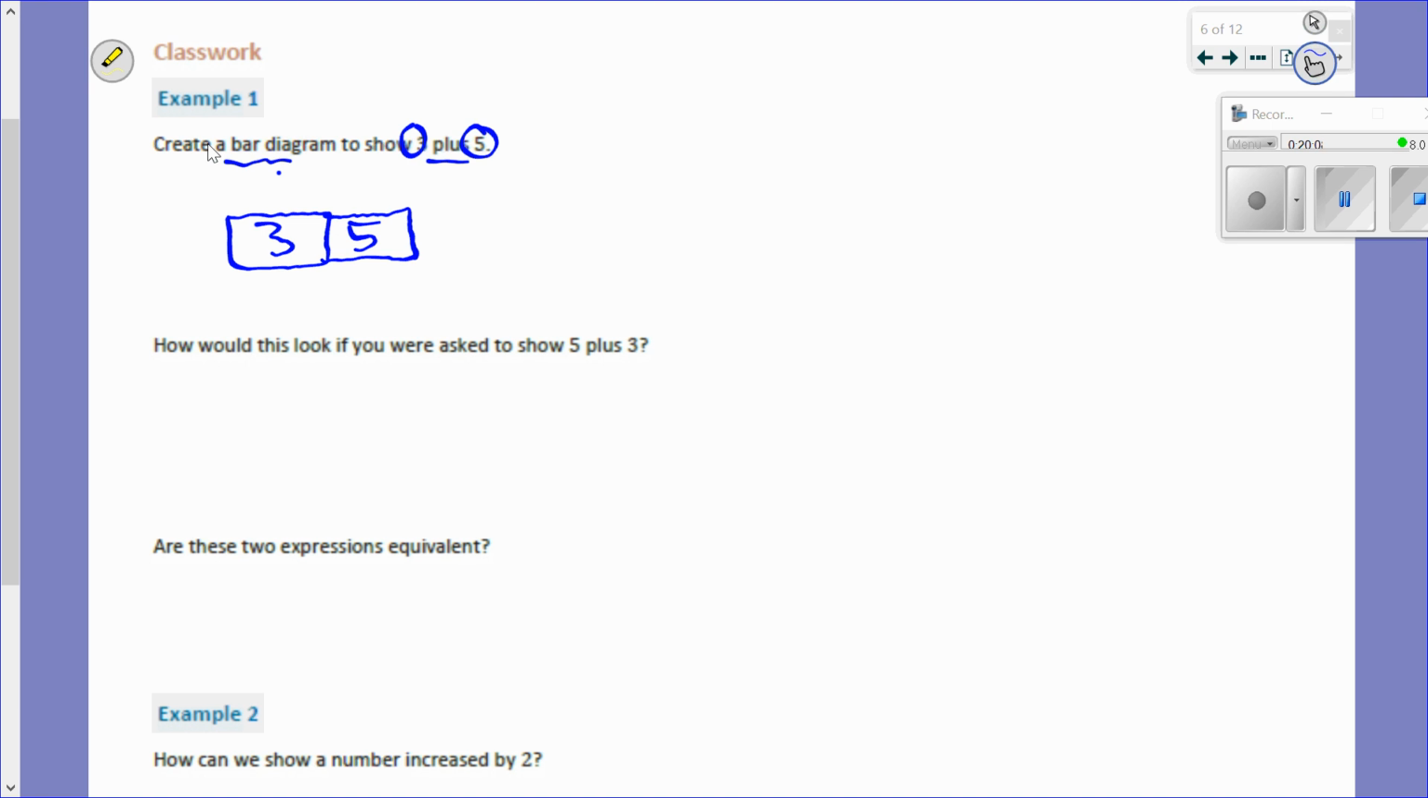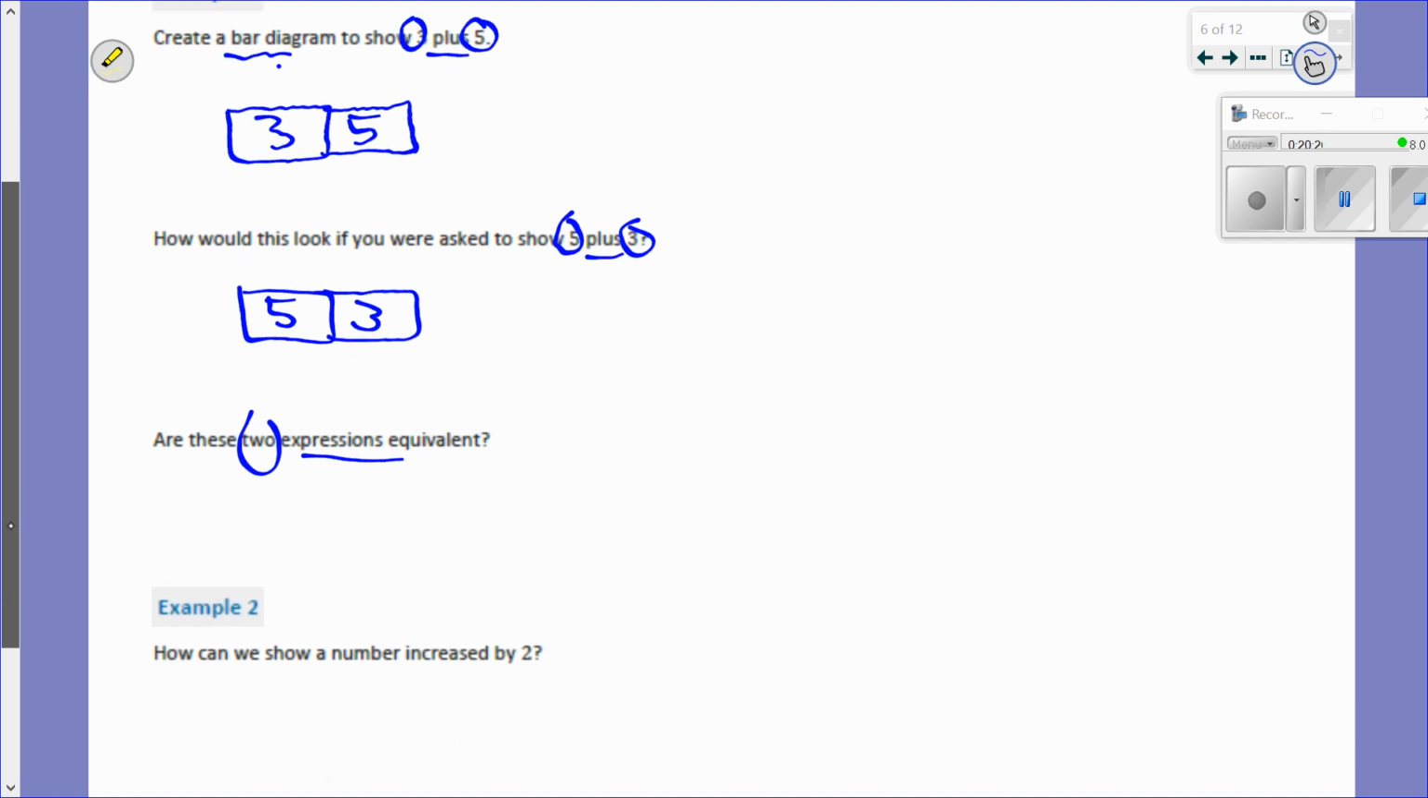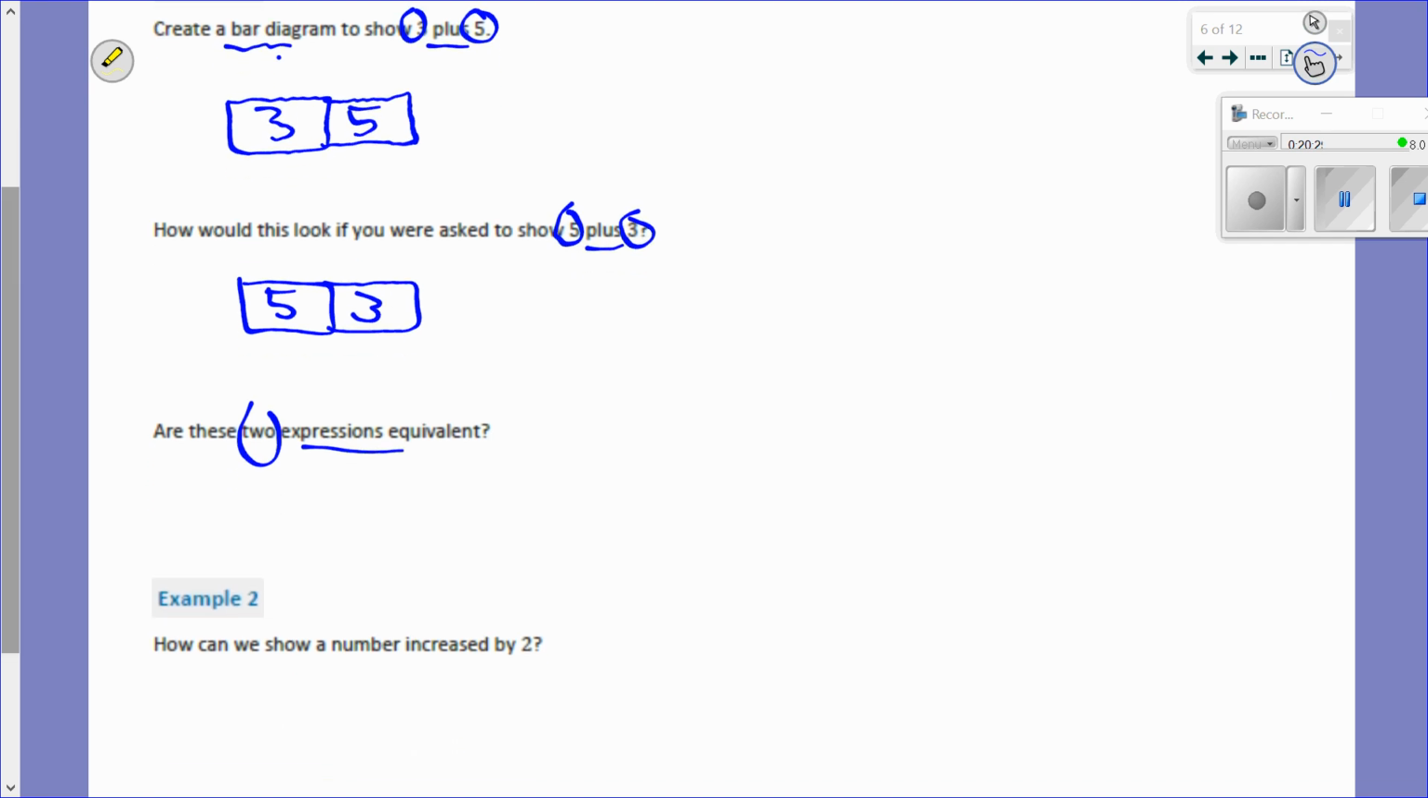Would this look different if I did 5 plus 3? Yeah. Why? Because the 5 would be first. Good, because my 5 would go first, and the 3 would go second. Are these two expressions equivalent? Yes. Why? It doesn't matter the order that you put them in, they're still going to be the same. What property says that? Commutative property of addition. Good. So yes, commutative property of addition.